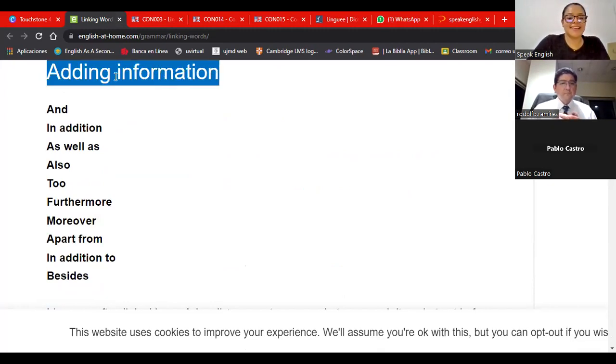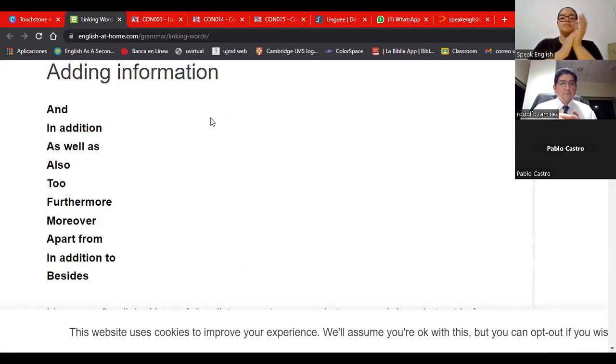Okay. Adding information. This is a longer list. Adding information. Which are the words that we have? The new ones for me: furthermore, moreover, apart from, and besides, because besides for me is, oh, no. Now I can connect with my classes in English from so many years ago. Besides. All right, good. And you, Pablo, which are the new words that you have to add information?